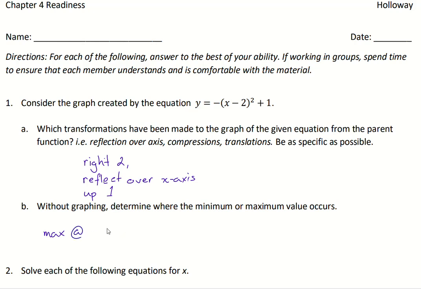The maximum is at which point? 2, 1. And I'm okay if we write it that way. We could say that the maximum is 1 at or when x equals 2, but this is equally as good. Cool. All right, that first one, thumbs up, thumbs down, just rough feeling for it.